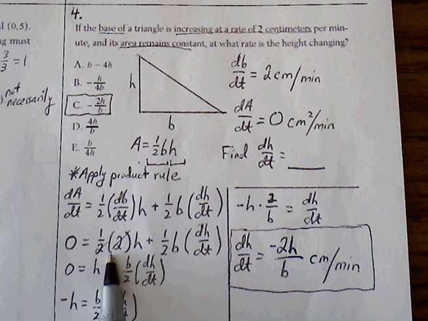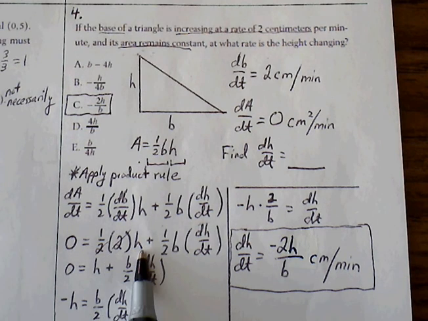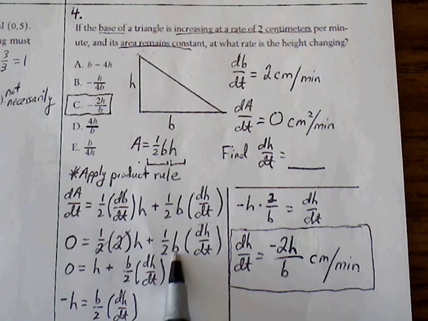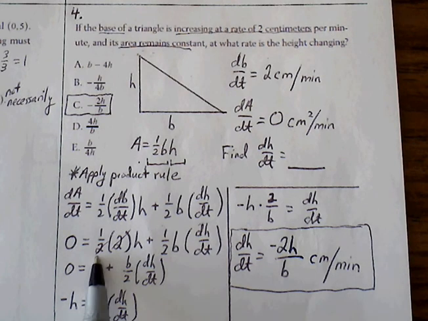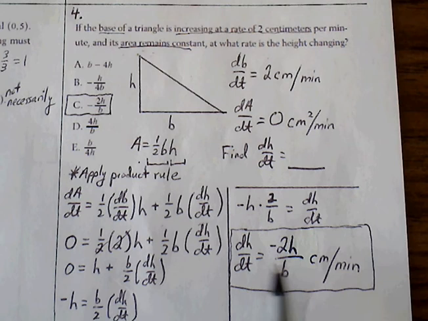2 replaces dB/dt. We don't have h, so we'll have to hold on to that variable. We don't have b, we'll hold on to that variable. dH/dt is what we're looking for, so really we have to solve for dH/dt. Okay. The 2's cancel out. Subtract h from both sides. Divide both sides by b over 2, which is the same thing as multiplying by 2 over b. And so we're left with negative 2h over b centimeters per minute.